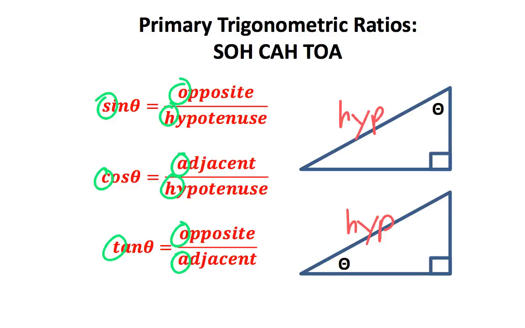So over here, this would be considered adjacent to theta. That would be opposite to theta. And over here, this would be considered adjacent to theta, and this would be considered opposite to theta. So again, these are two identical triangles, but they are labeled differently depending on which point of view you take.